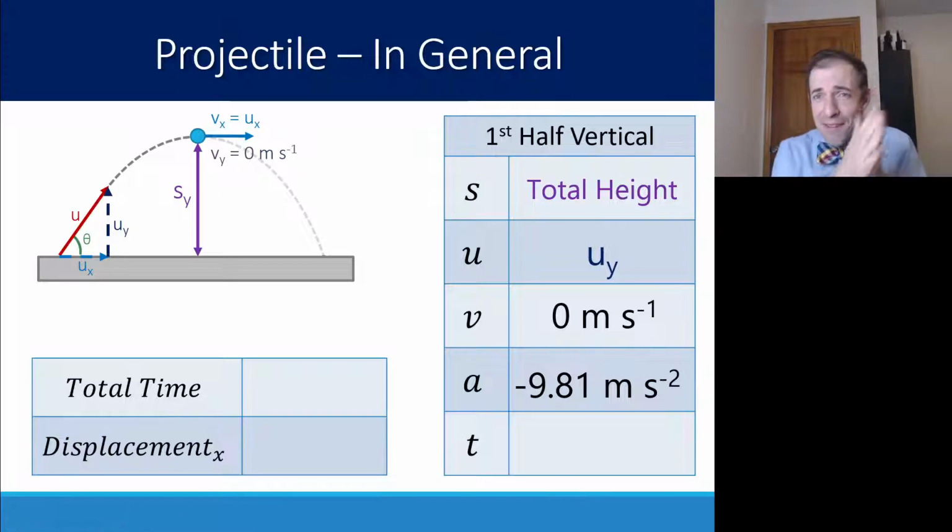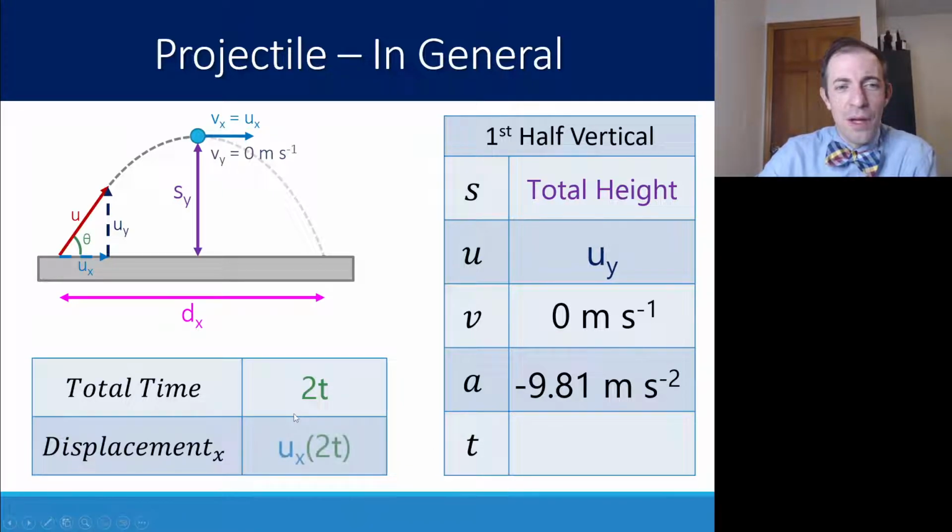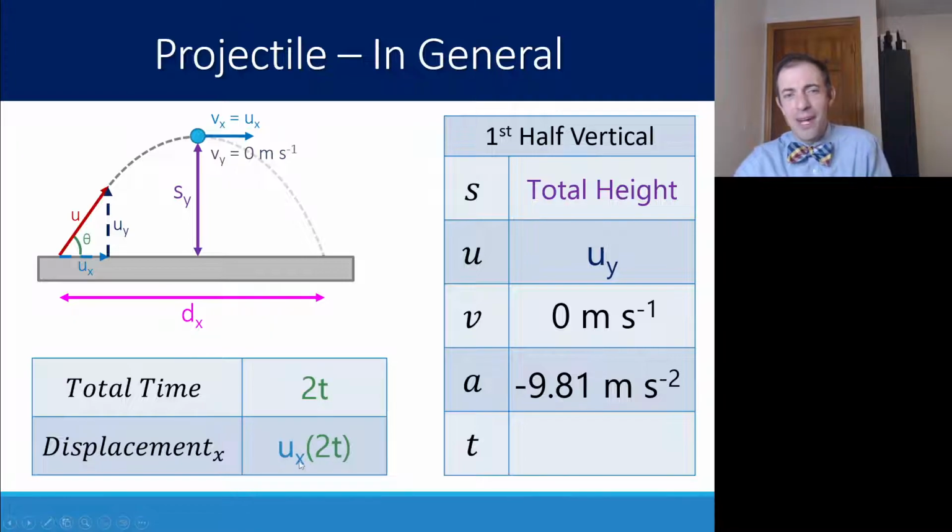Now, if I wanted to find some information in the x direction, we know that the total time is just going to be 2 times whatever this ended up being with SUVAT. And we know that the displacement is just ux, what that x component of the velocity was, times the total time. So ux times 2t.